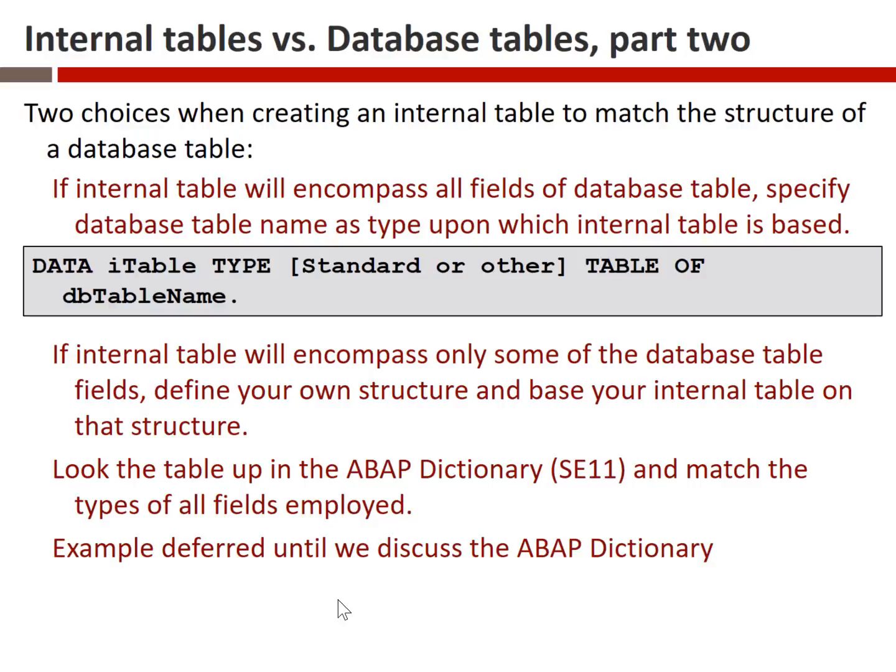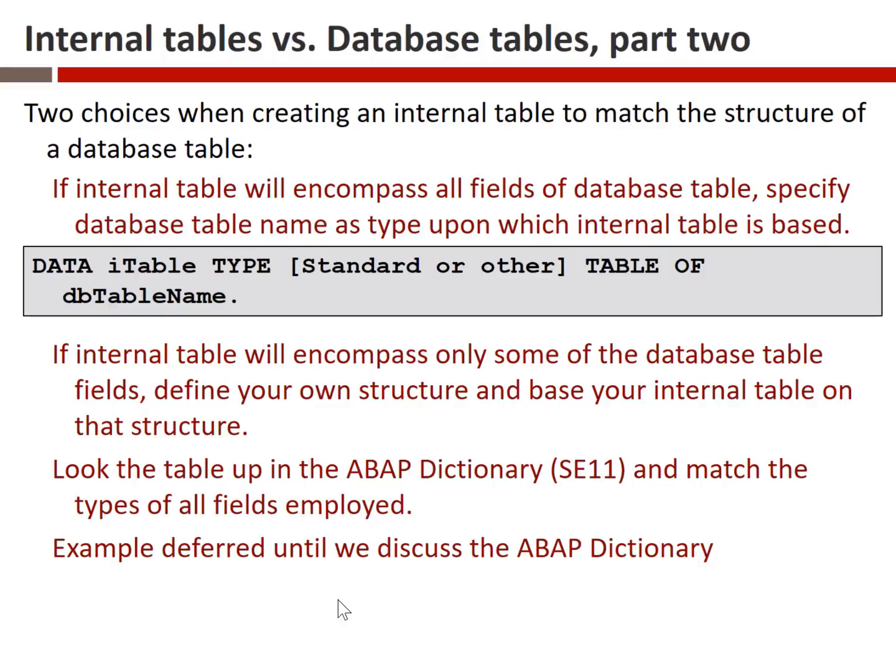If the internal table will encompass only some of the database table fields, you're better off defining your own structure and basing your internal table on that structure. Now, there's a trade-off here. Let's assume, hypothetically, that there's a database table with 18 fields, and your program needs to manipulate 15 of those fields. When I say manipulate, that doesn't necessarily mean change. It just means you need to work with 15 of those fields. That doesn't mean I'm going to do a select star, because I don't want to pull in those 3 fields that I don't need.